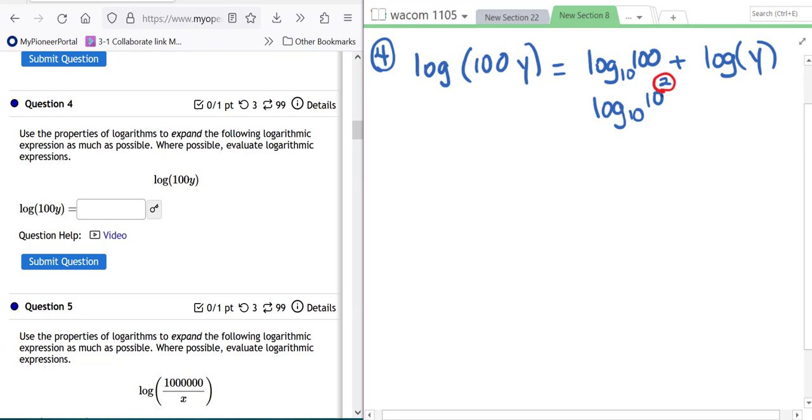You can use that property and just take the 2, or you can take it down, and then this piece would be 1. 2 times 1 is 2. So either way there. So our answer to this is 2. This one will not simplify.